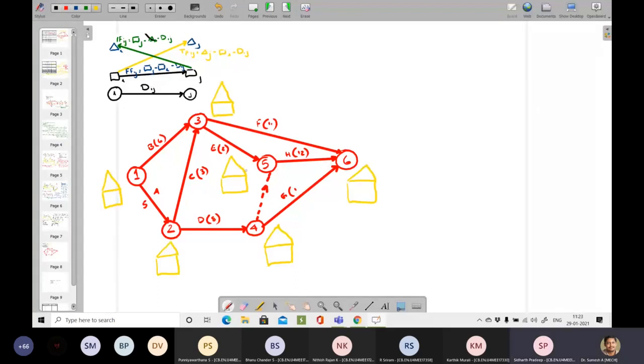Sir, project length is 25. Project length is 25. Okay, right. Critical path, and doing the backward pass. See, everybody please try. Okay.